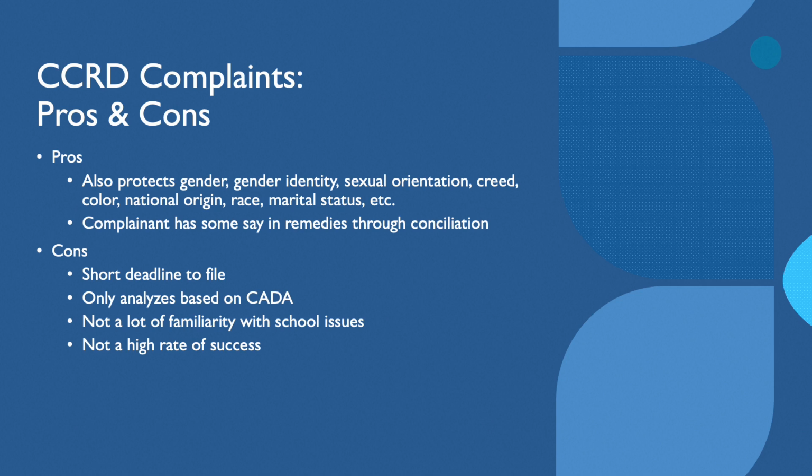Some cons of the CCRD process are that you have to file a complaint against a school within 60 calendar days, again, unless your issues involve employment. They only analyze claims based on CADA. Investigators don't necessarily have a lot of familiarity with schools, and there's not a high rate of success generally when it comes to complaints with CCRD.